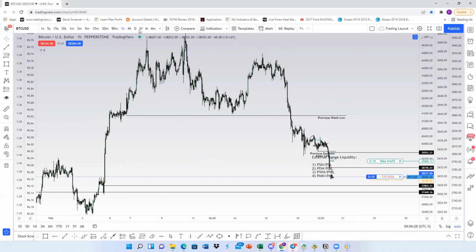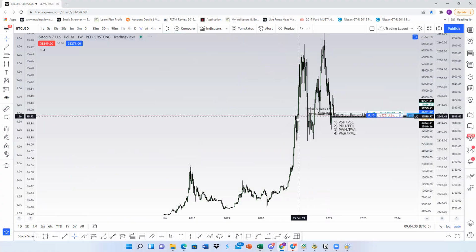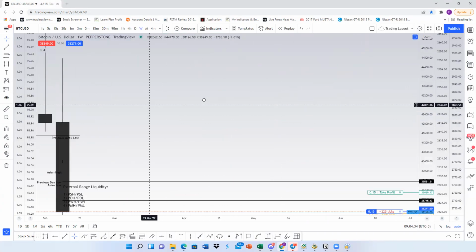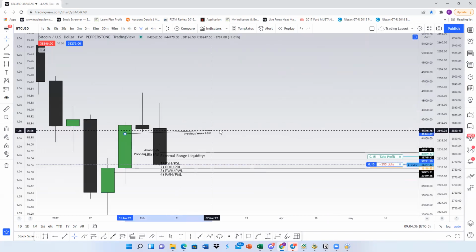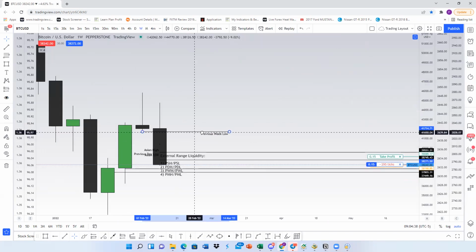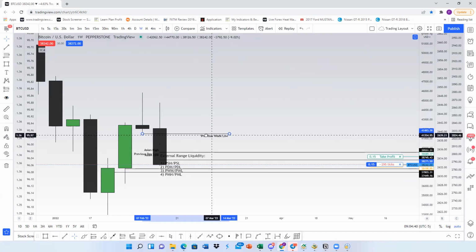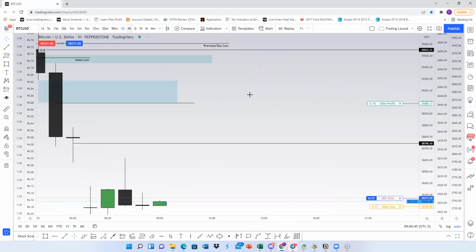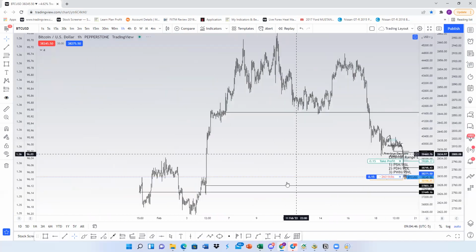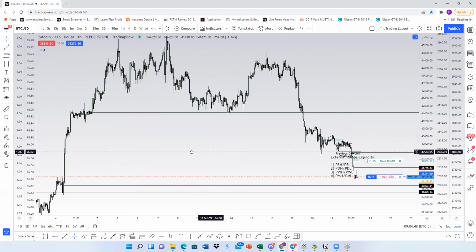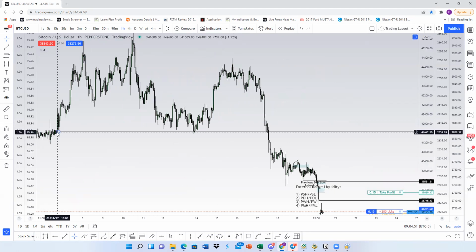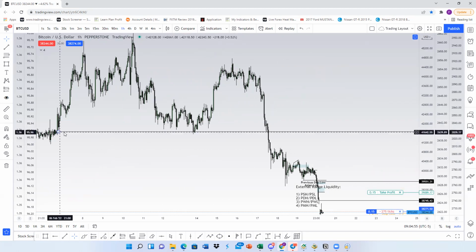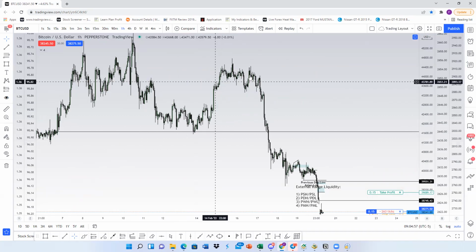Let me double confirm because that does not look right. There you go, that one. That's the previous week low, okay? It's pretty much the same thing, right? I'm pretty sure it's this one, but let's keep it like that. So look at this previous week low, price drops.